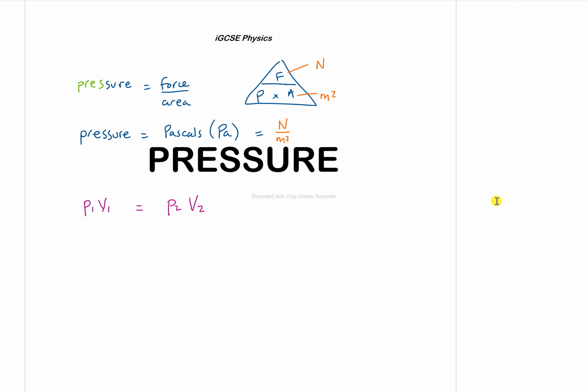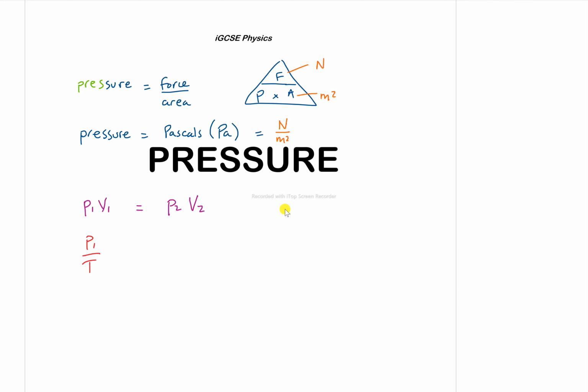Right, we're going to carry on with this pressure worksheet. So we know pressure is force over area. It's measured in pascals, which is Pa, or in newtons per meter squared. There's another formula, P1V1 equals P2V2. There's another one that I can vaguely remember, but let's write that down.